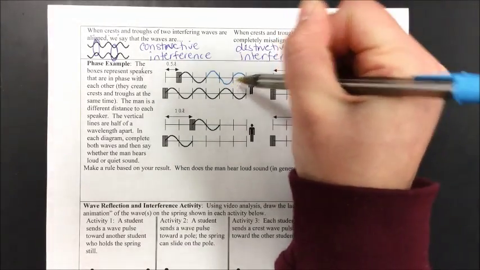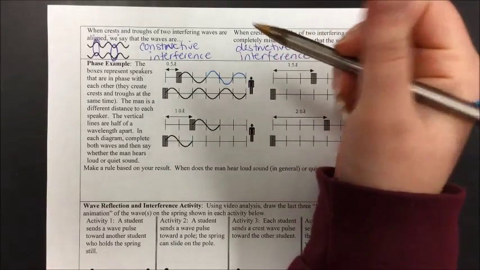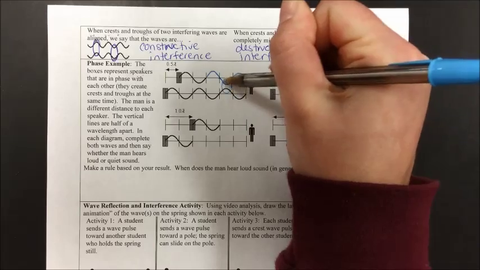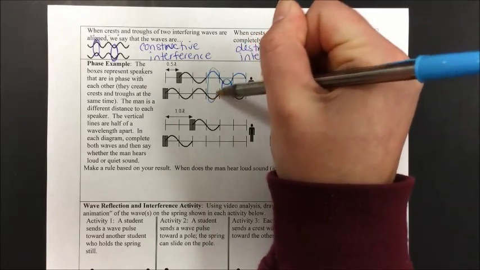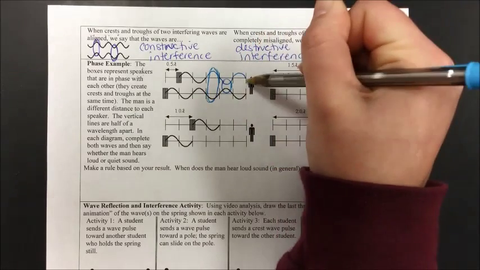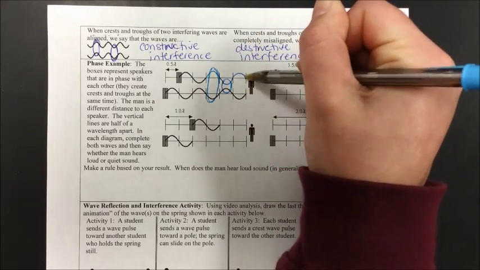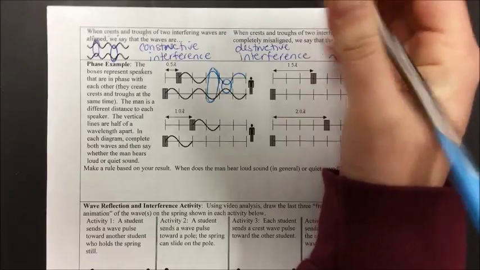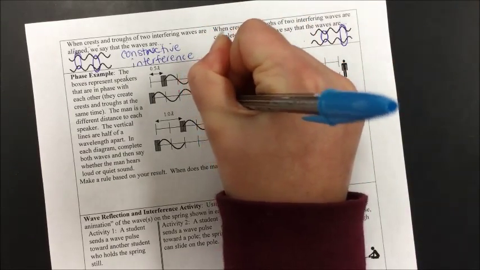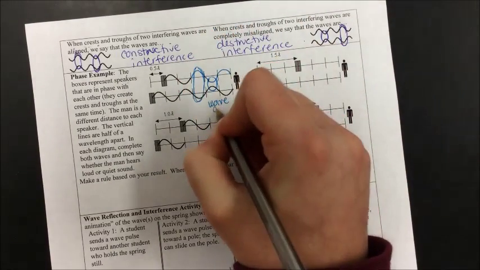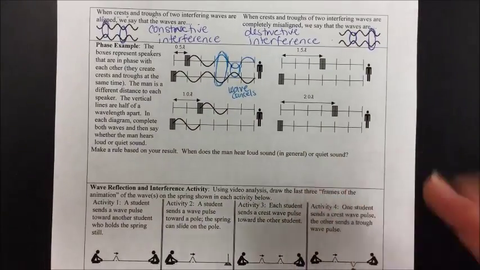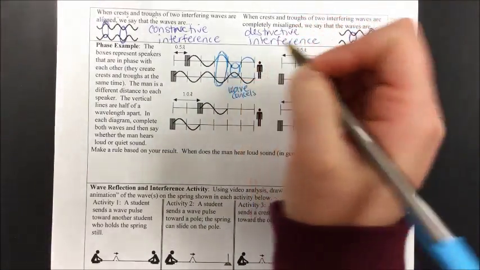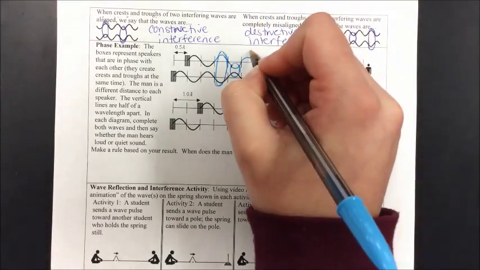Okay. So here, what we see is that our crest and our trough line up, and our crest and our trough line up here. So these two waves are going to cancel out. So the wave cancels. And so the sound that he is going to hear is nothing. It's going to be very, very quiet.